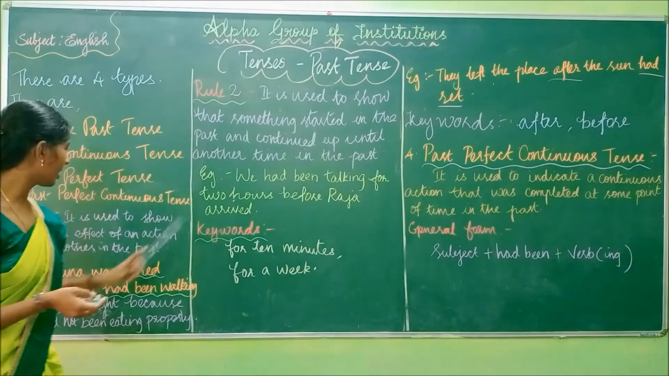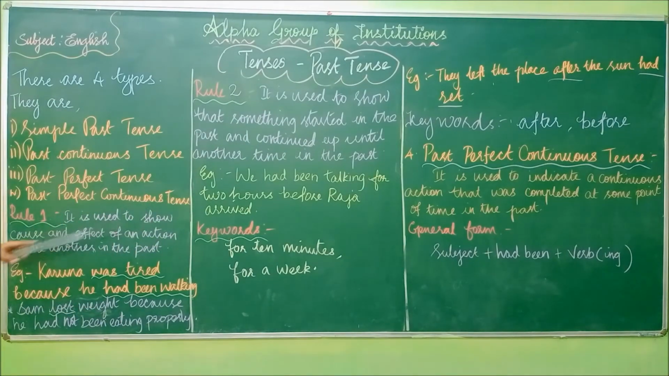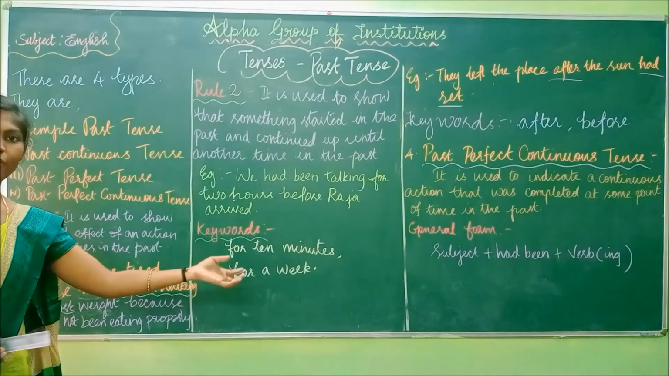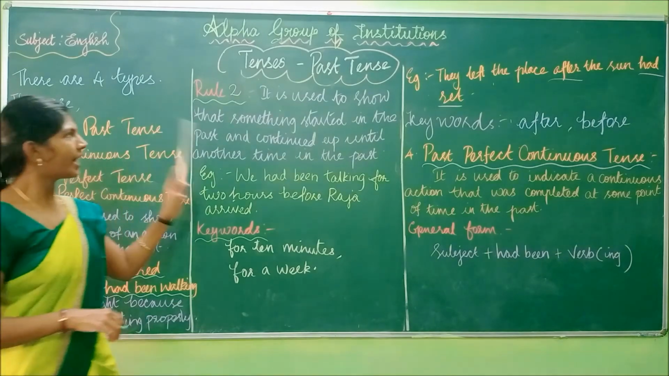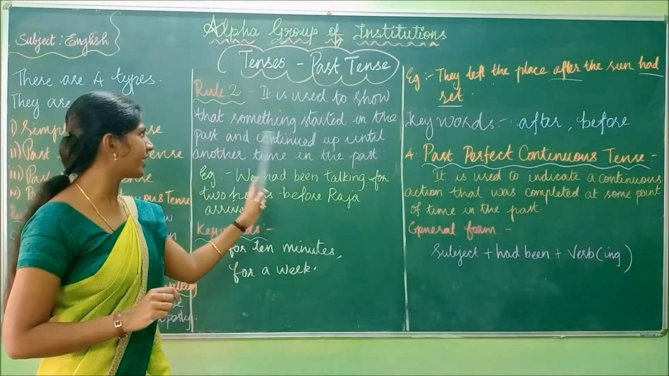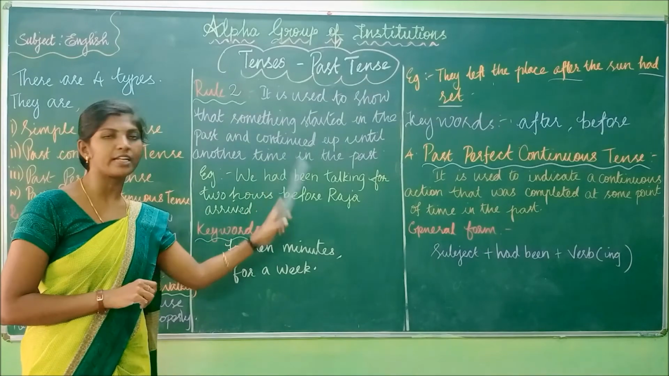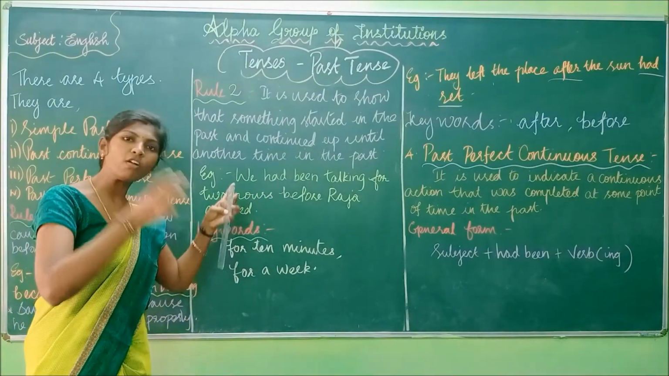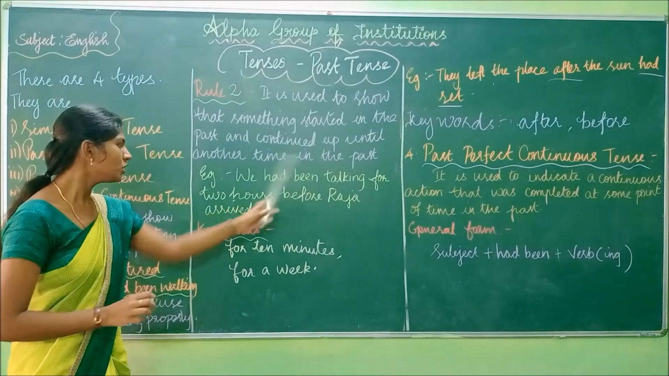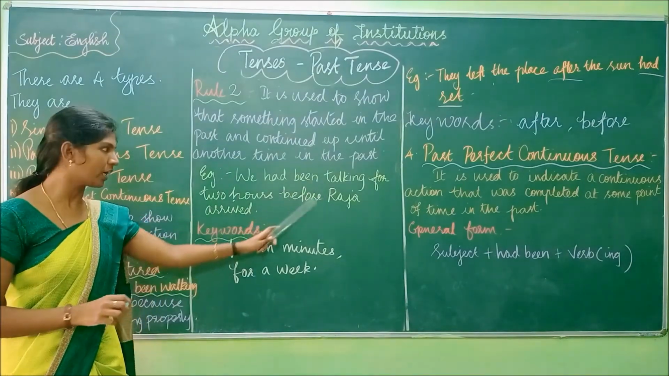Okay children, so we have two rules here. The first one is to show cause and effect of an action before another in the past. The cause and effect that happens is given in simple past tense and the action is given in past perfect continuous tense. And here it is used to show that something started in the past and continued up until another time in the past. So before something happens, something is already going on for some period of time. For 2 hours they had been talking before Raja arrived.